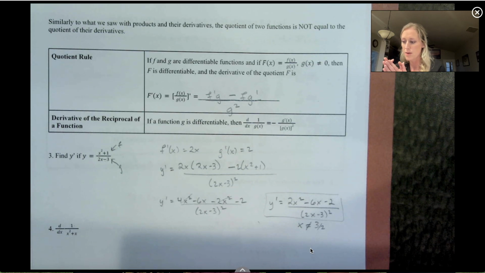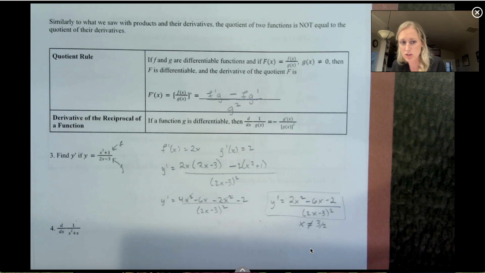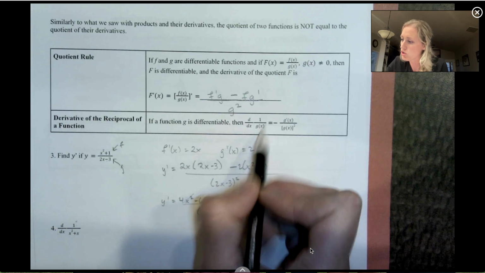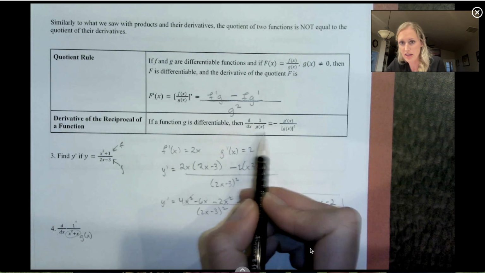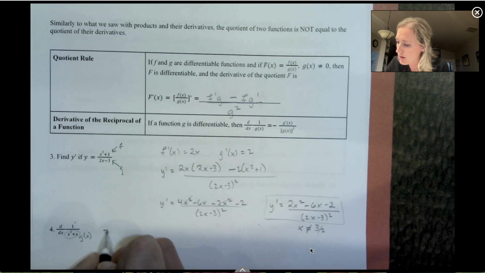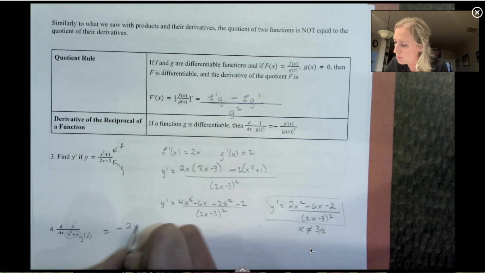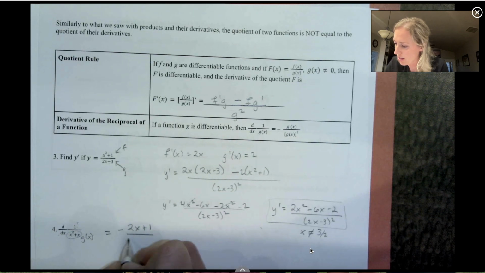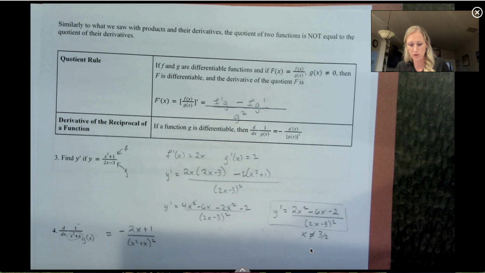Okay, all right, so this guy, we have the derivative of 1 over x squared plus x. So I could use the quotient rule, or I can actually use this guy. This has the form 1 over g of x, where this guy is g of x. So if I use this, this is going to turn into negative g prime. So g prime for me is going to be 2x plus 1 over g of x squared. So we've got x squared plus x squared. Okay? And again, you can leave it just like that.